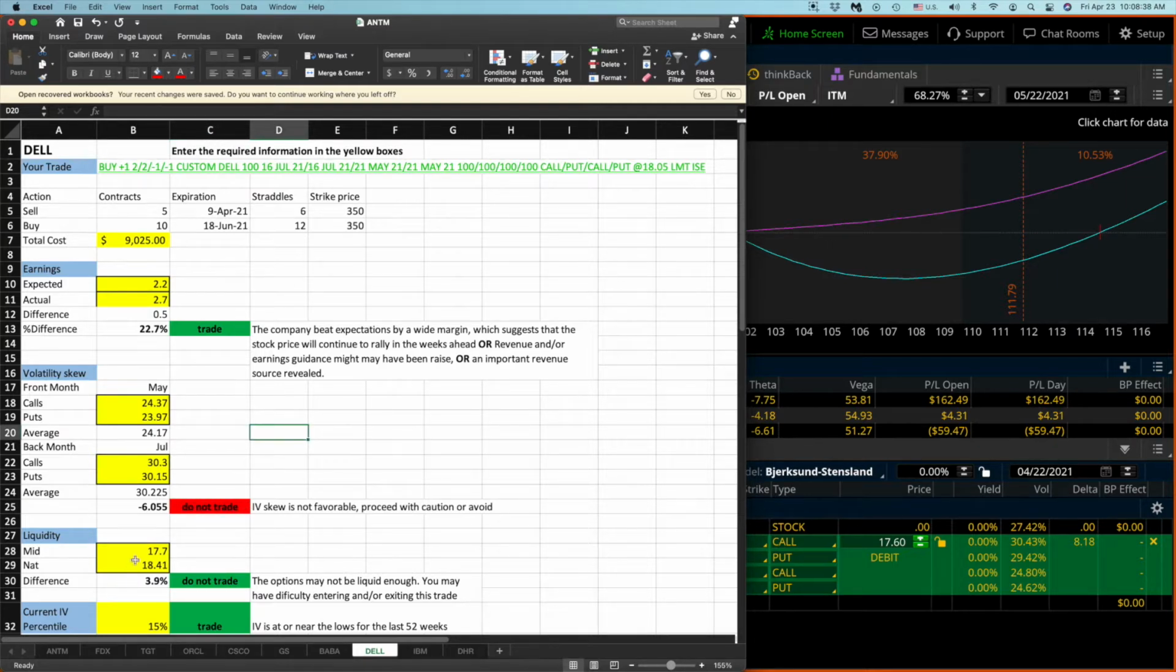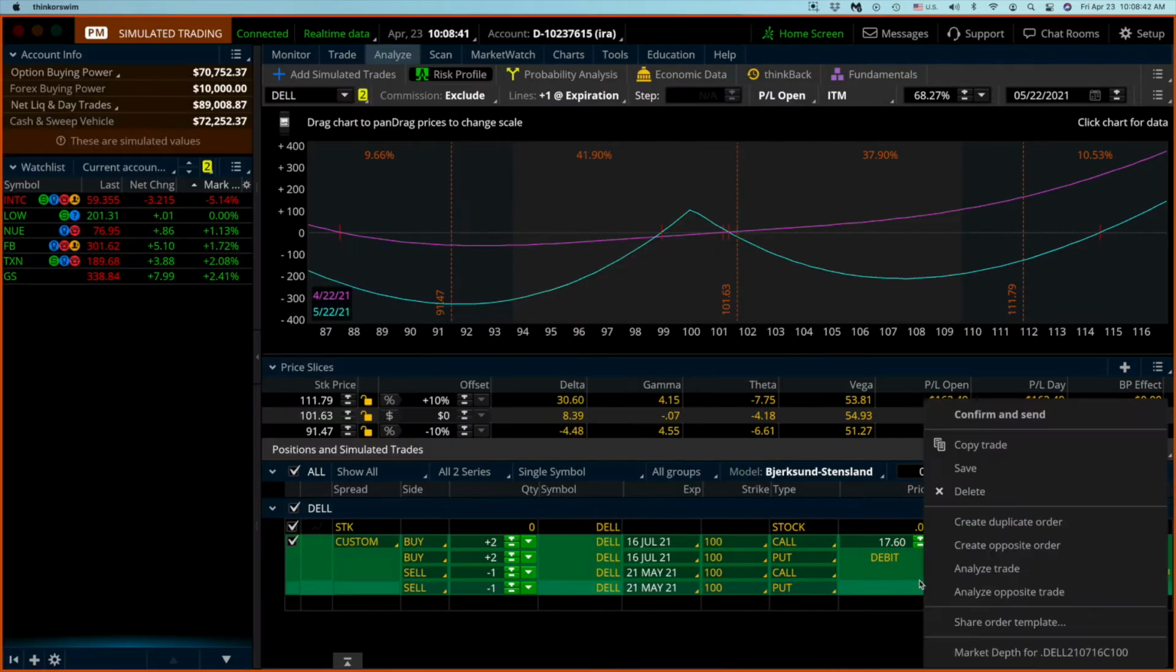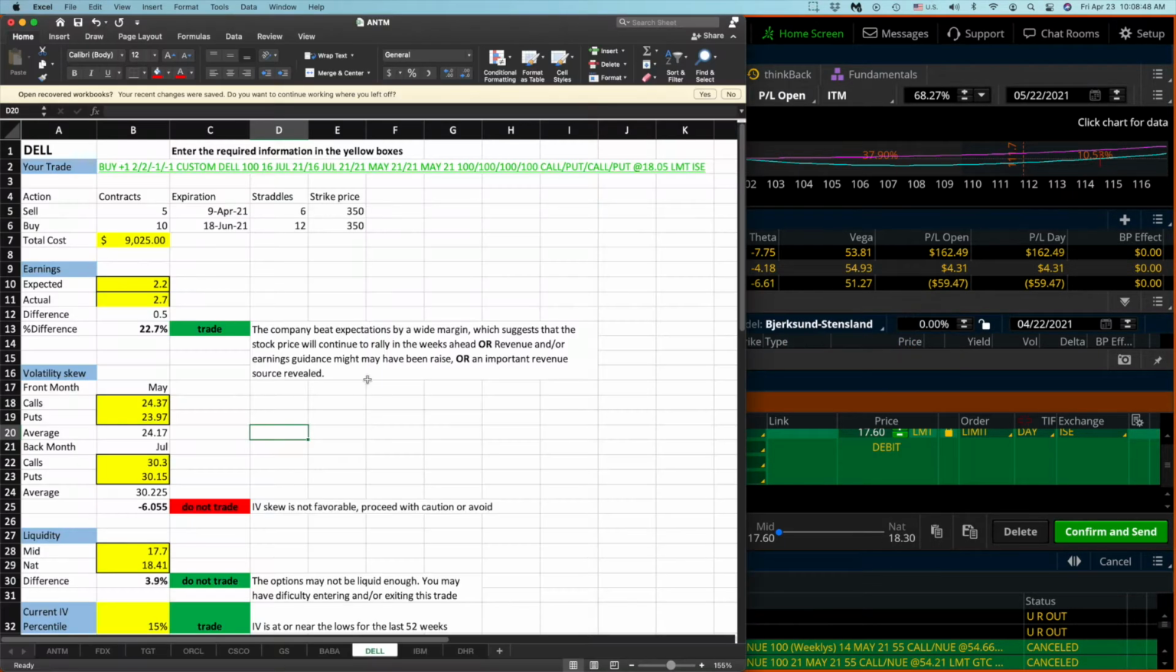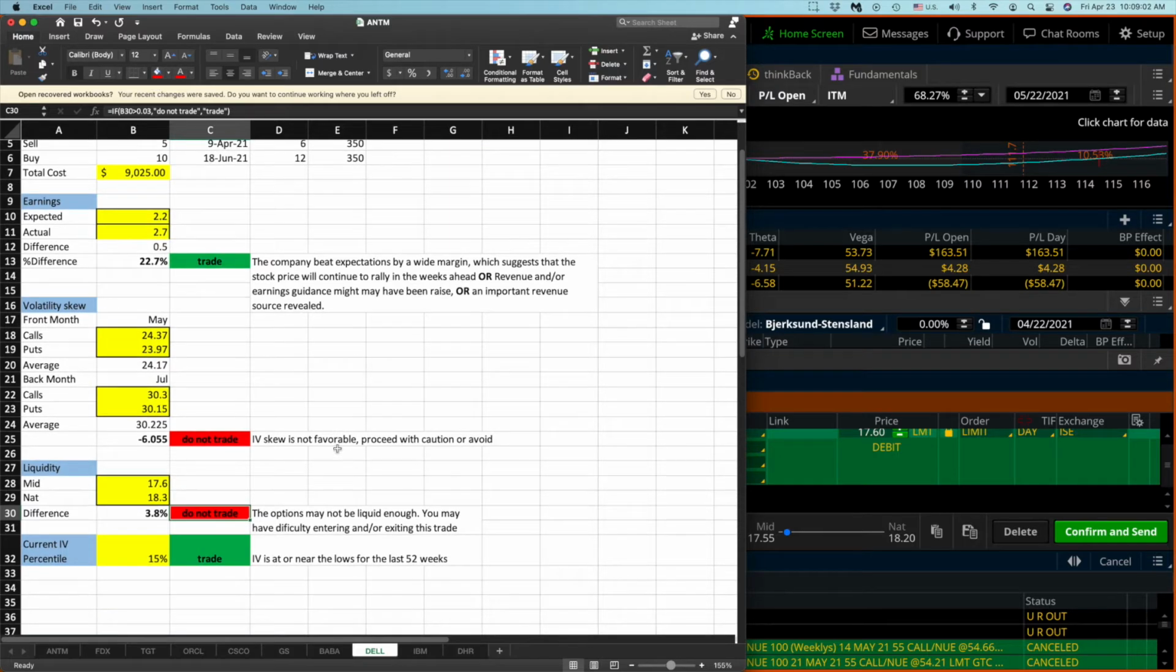Okay. Then I entered the liquidity. You can see that here. All you need to do is create duplicate and you will see what your mid and natural. That gives you an impression of the liquidity. So let's put 17.6 and 18.3, and that's a little over 3%. Again, that's a no. Now you have 2 no's, all right?